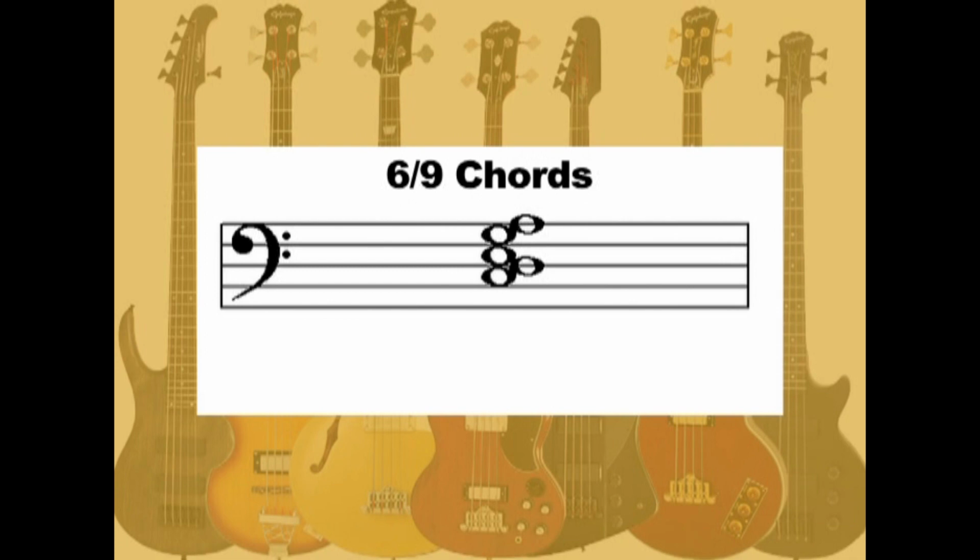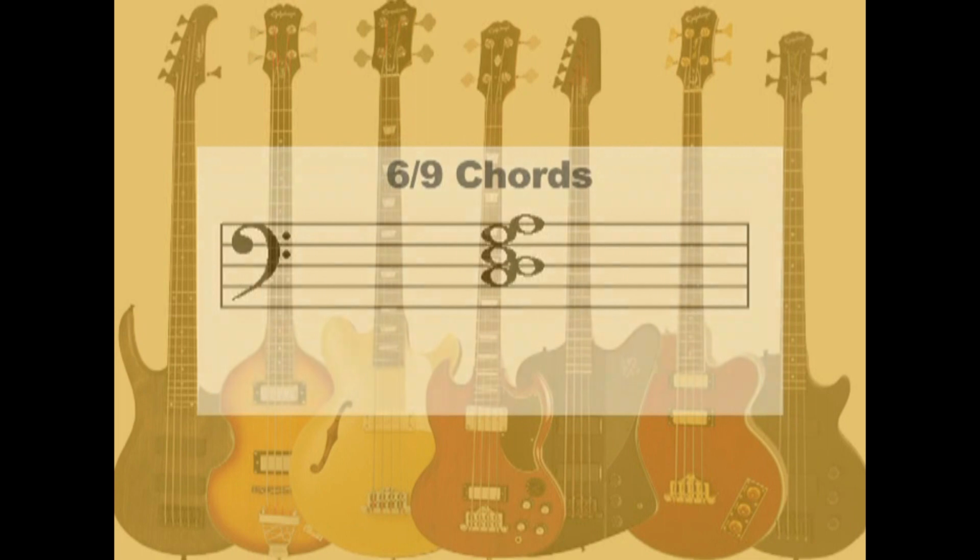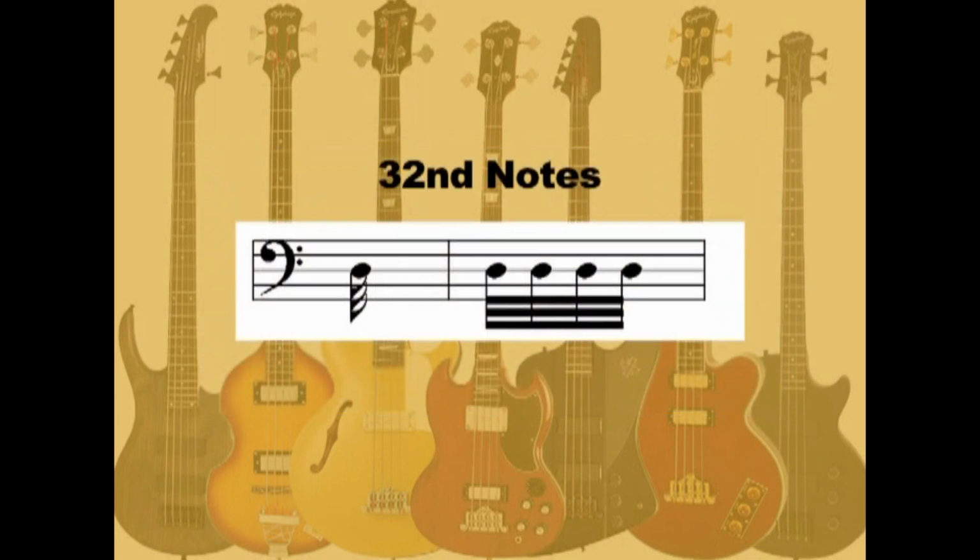C6/9 would be C, D, E, G, and A. We've learned note values up to 16th notes. The next value above 16th notes is 32nd notes.